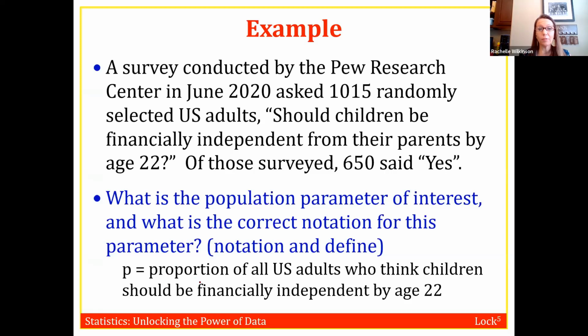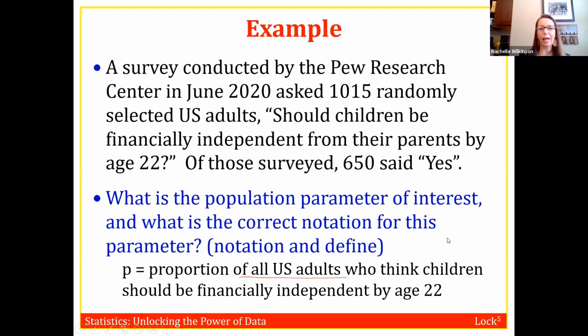Then we have to be more specific. Proportion of what? Okay, well, it's the proportion of all US adults who think children should be financially independent by age 22. Remember that P is our parameter, it's our population value. So it's not going to be the proportion of the 1,015 people that we surveyed, it's the proportion of everybody. So this is how we're going to define our parameter. When I say give me correct notation and define it in the context of the problem, this is the kind of thing that I'm looking for here.